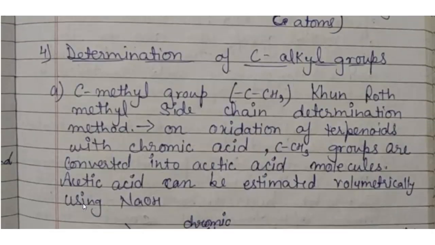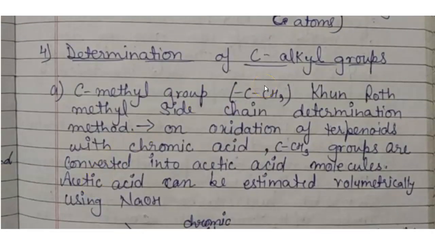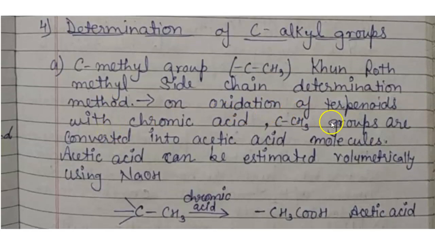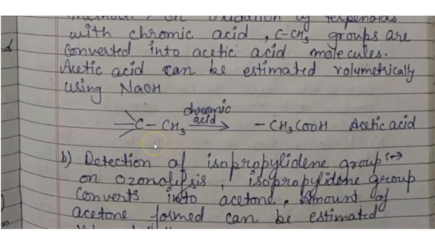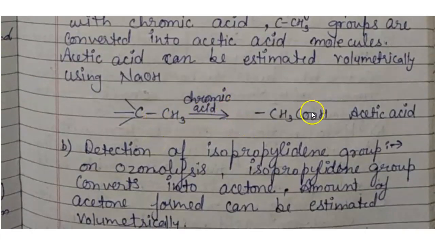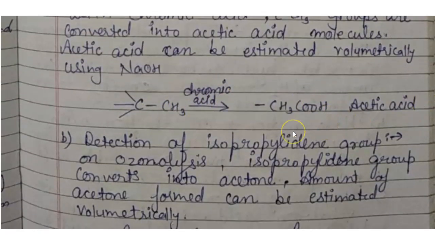Next, fourth is determination of C-alkyl groups. Methyl group, C-CH3: Kuhn-Roth methyl side chain determination method. On oxidation of terpenoid with chromic acid, C-CH3 groups are converted into acetic acid molecules. Acetic acid can be estimated volumetrically using NaOH. Here CH3 with chromic acid forms acetic acid.